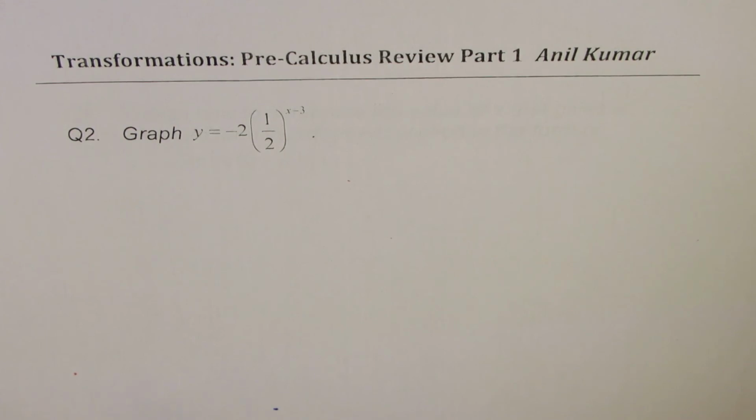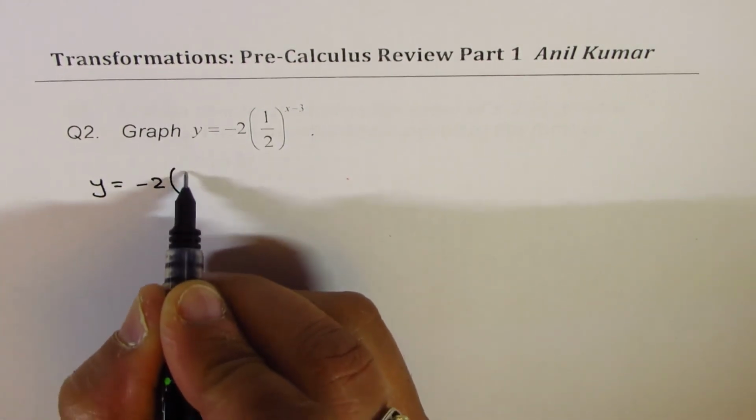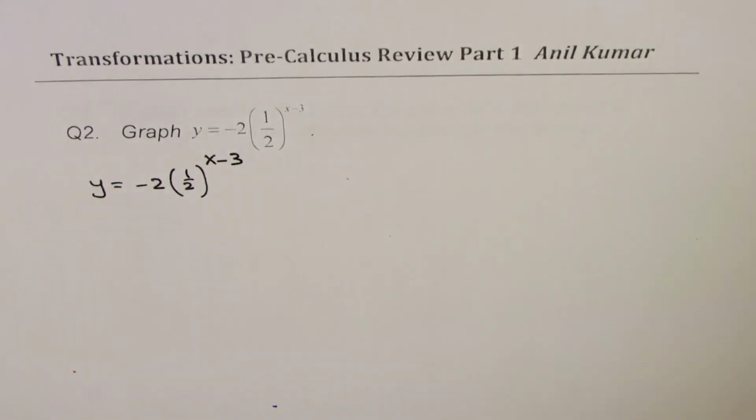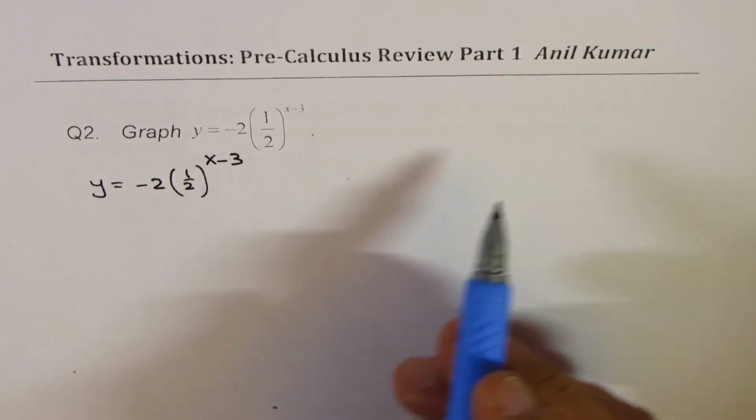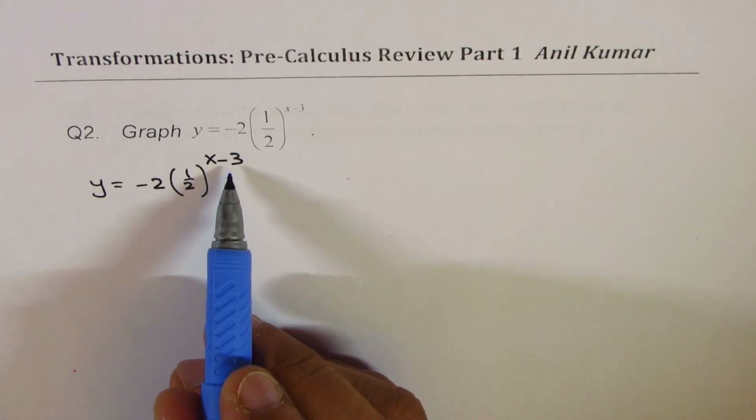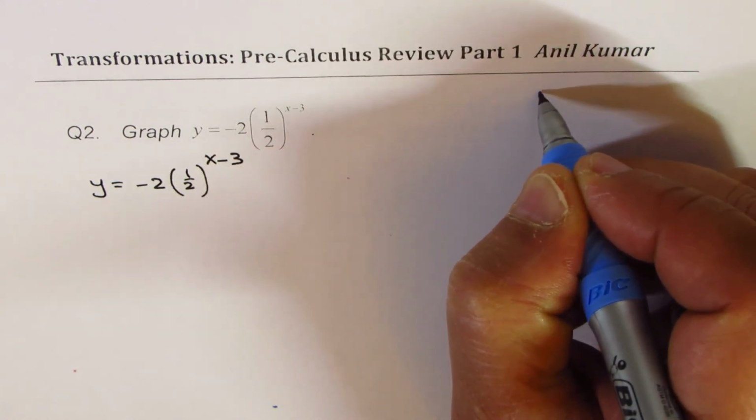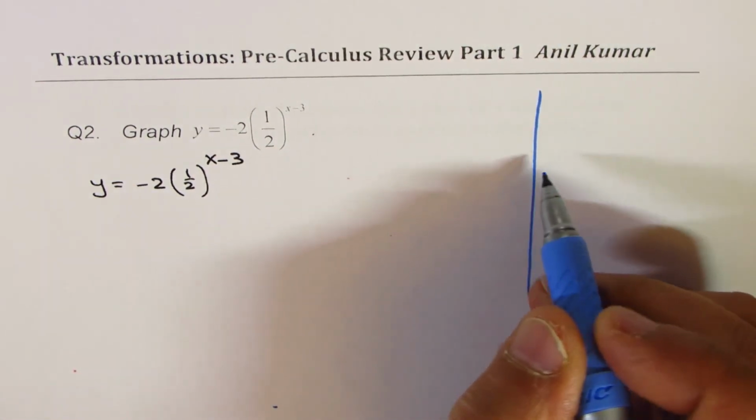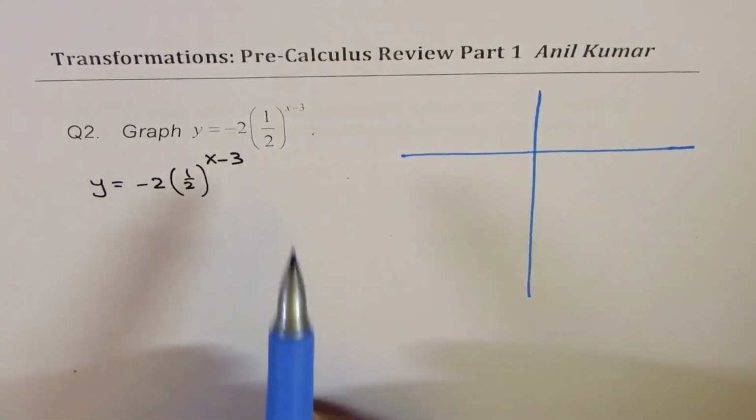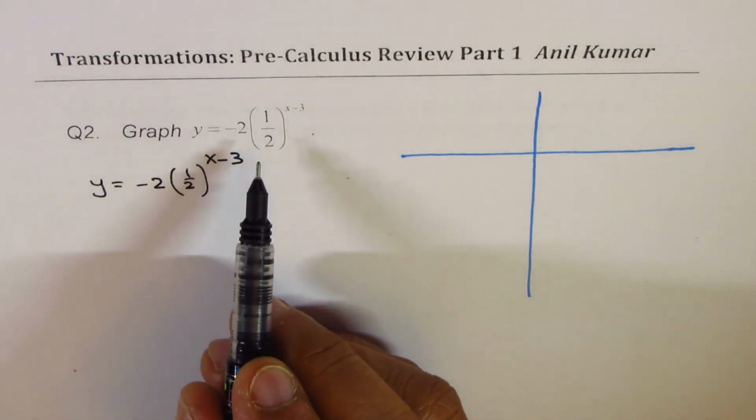Question number 2. We'll graph the function y equals minus 2 times half to the power of x minus 3, right? So I'll make a rough diagram here. So basically it is reflected and moved 3 units to the right. So we can have a, let me say, we'll make a graph here. So let me use this space, correct? That should be good.